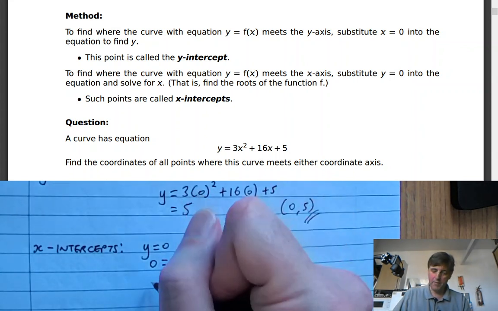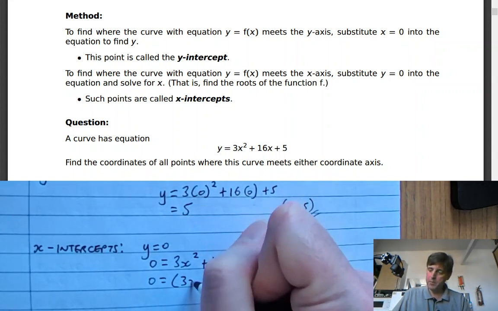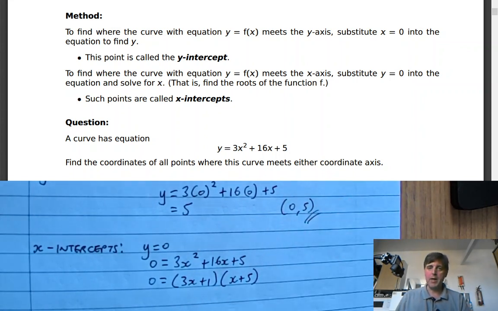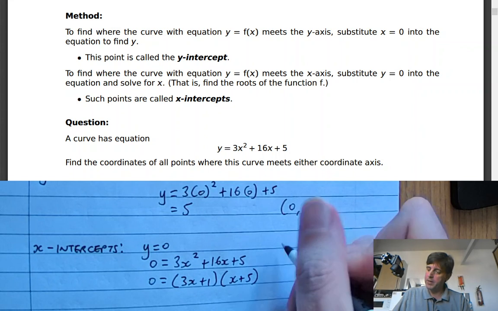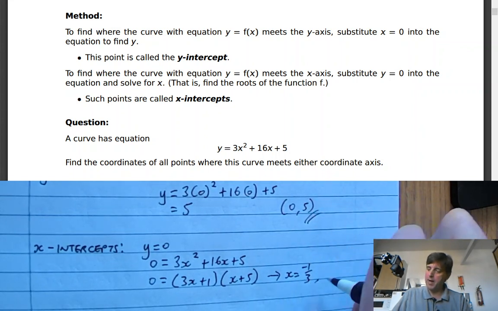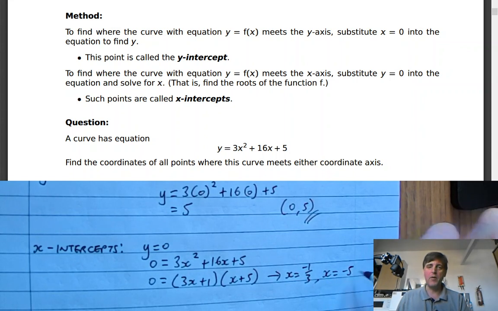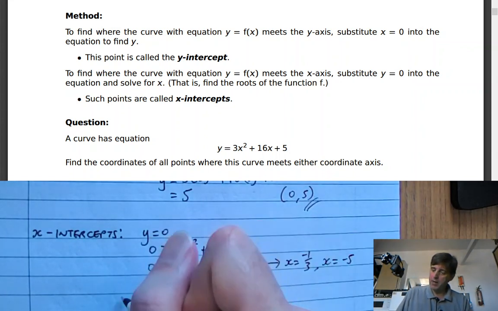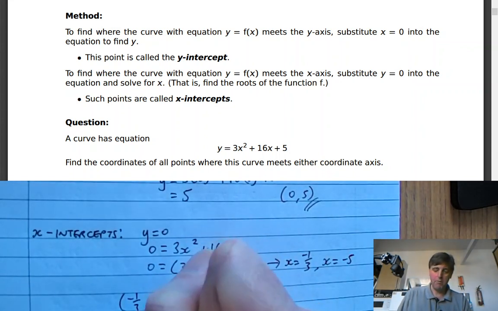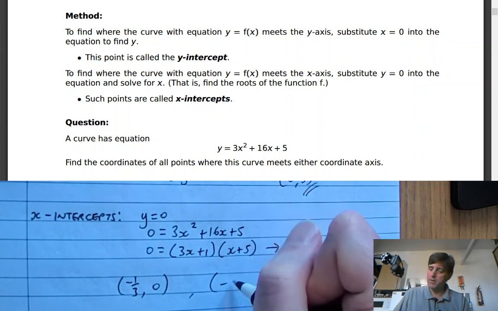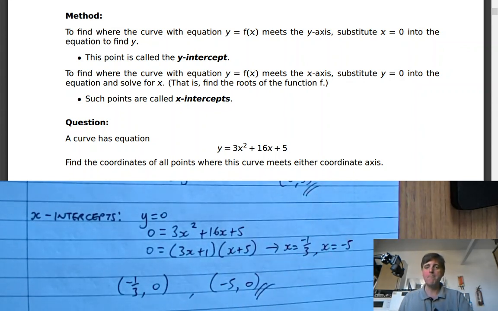I solved this one by factorizing. And that's what I got there. If you then use that, you can just write down the answers. That's x equals negative 1 over 3 and x equals negative 5 are the roots. So therefore, the coordinates of our x-intercepts must be negative 1 over 3, 0, and negative 5, 0. Do you agree?